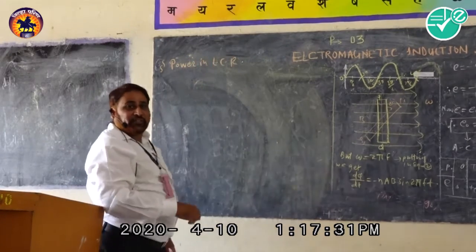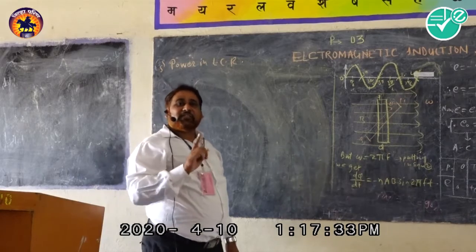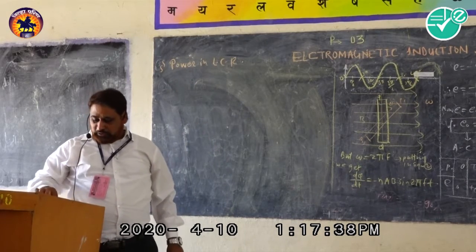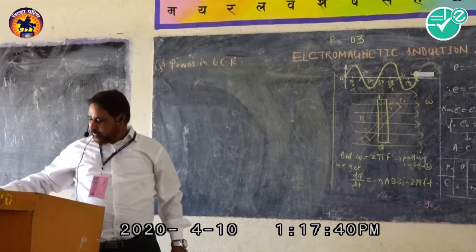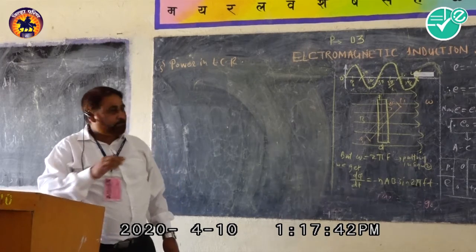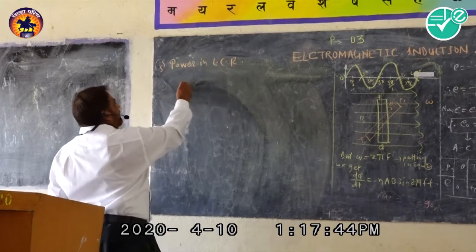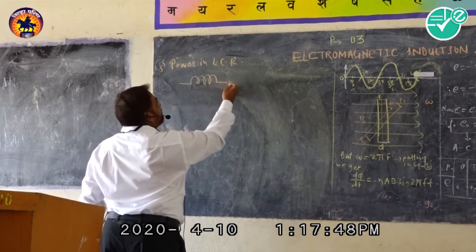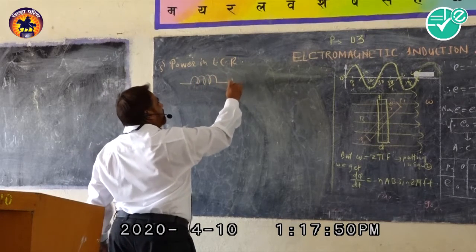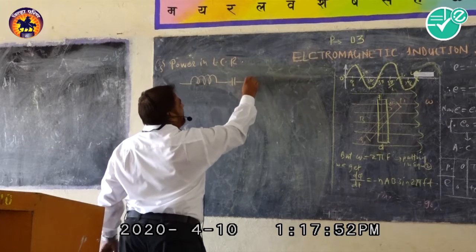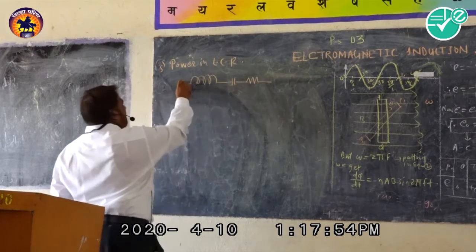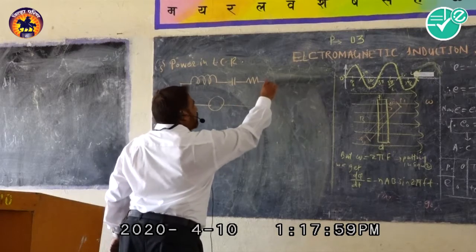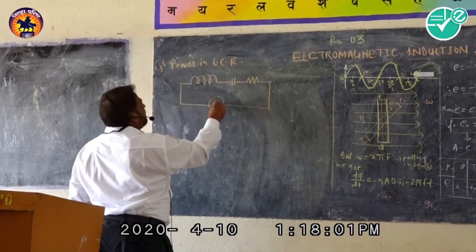So what is this LCR? This is an inductor, capacitor and resistor circuit. Dear students, you might know how the LCR circuit can be drawn. See here, this is the inductor, then the capacitor, and this is the resistor. In this way, it is put across an AC generator.